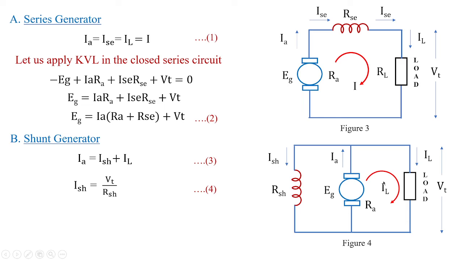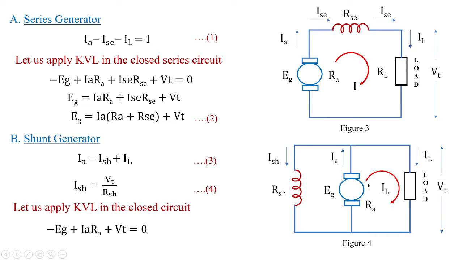Okay, now if I want to make the equation for generated voltage and terminal voltage, I apply KVL to this closed circuit on the right half. When I apply this KVL, I get minus Eg plus IaRa, the internal drop, plus VT equal to 0. Hence, Eg is equivalent to IaRa plus VT. So this is how we frame the equation for generated voltage and terminal voltage with the help of equation 5.